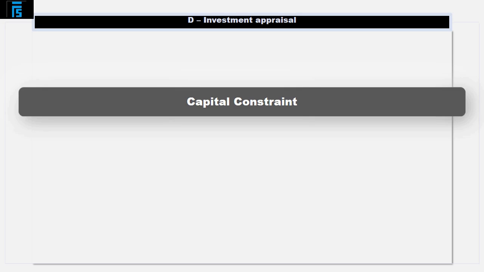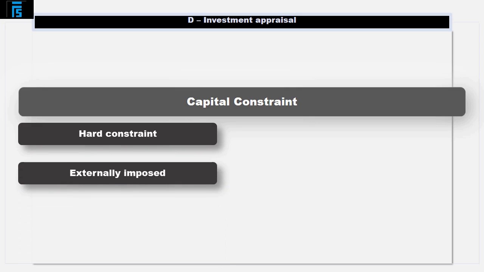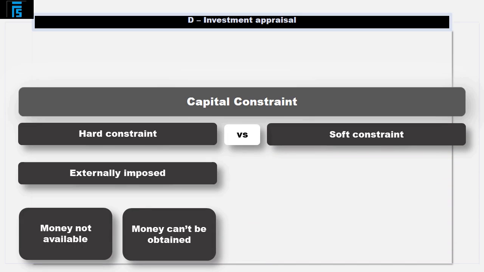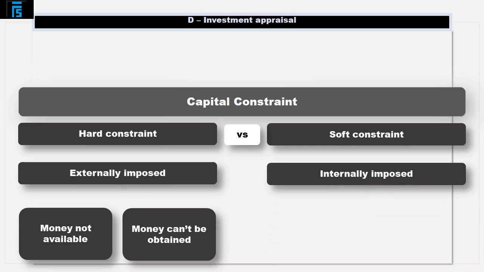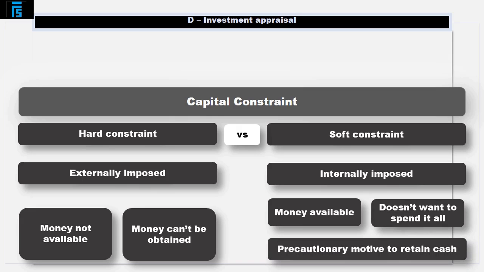The capital constraint can be described as hard, which means it's externally imposed. This means the money isn't there and that it can't be obtained in time. It could also be described as soft, which means it's internally imposed. This generally means the money is there, but self-discipline means the company doesn't want to spend it all. It may, for example, want to put some aside in case of difficulties.